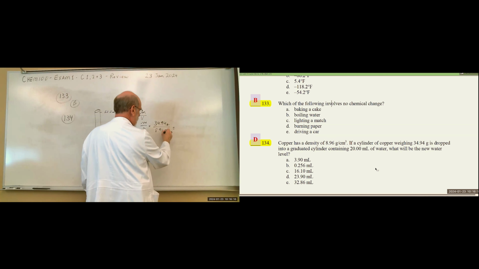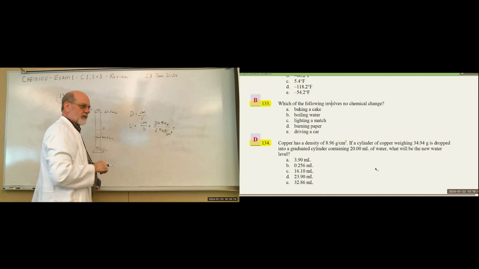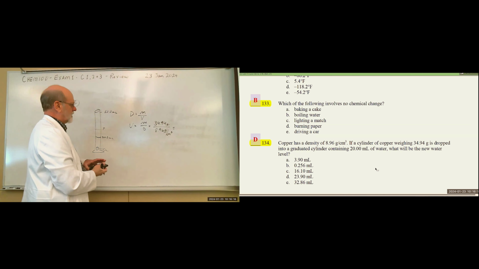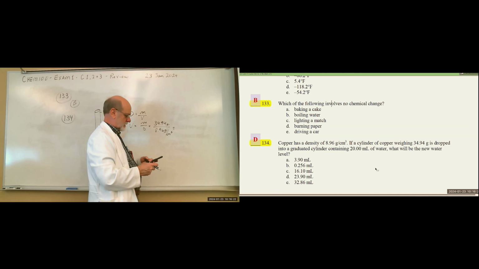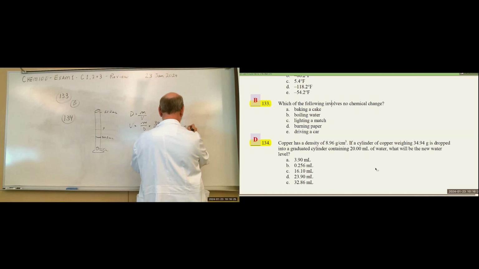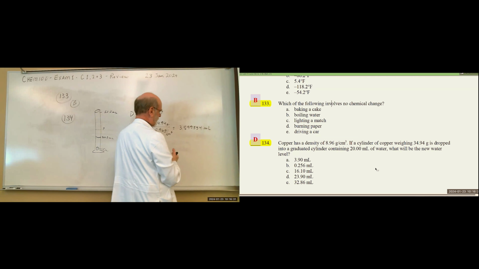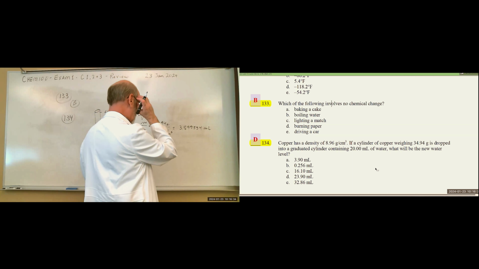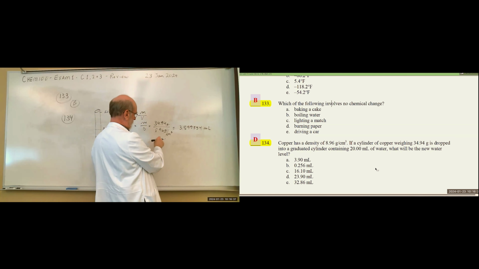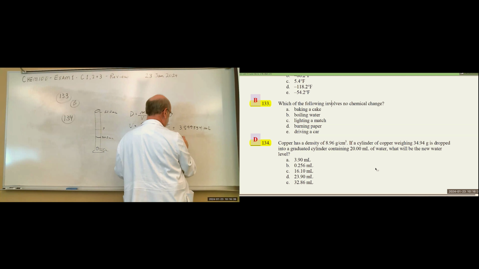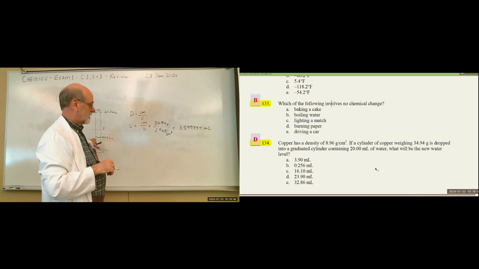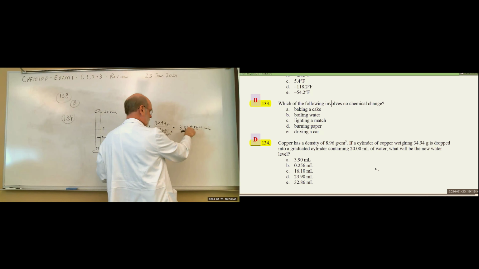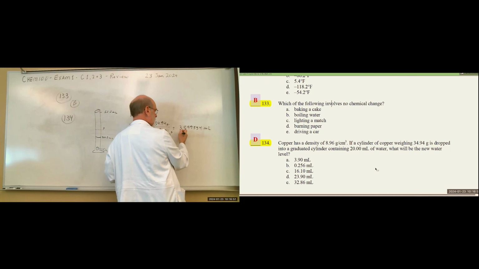If we divide those out, the grams cancel, leaving cubic centimeters, but a cubic centimeter is a milliliter. So 34.94 divided by 8.96 is 3.89954 milliliters. We can only keep three of those. The reason we have to round it now is because the next operation is an add or subtract, so we have to round it now rather than later.